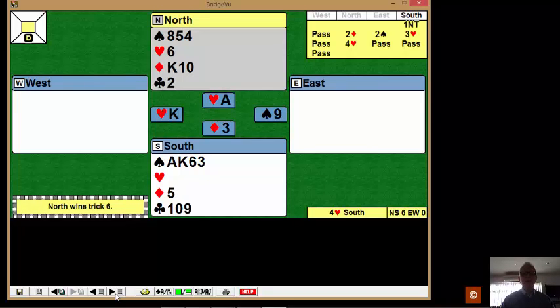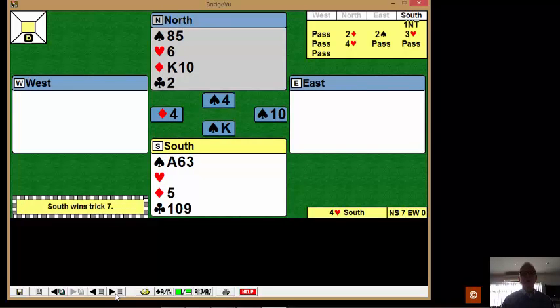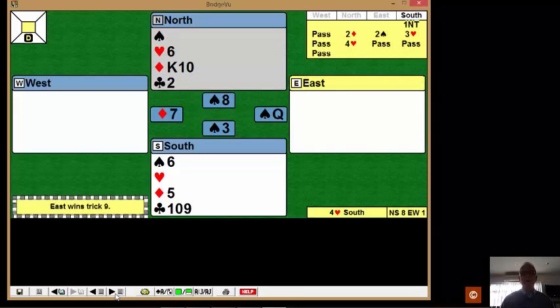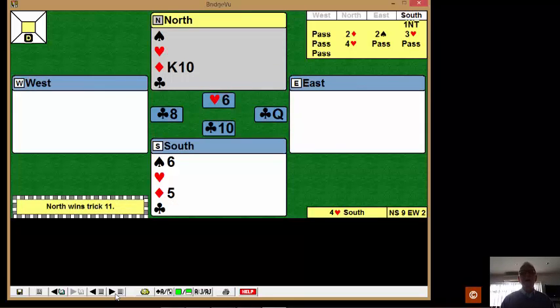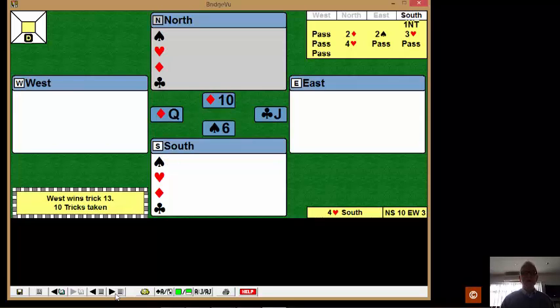And now it's a matter of just cashing our winners. As expected, West did have a spade void. And we can now play another spade. He can have his spade. He takes his club winner. Takes his other club winner. And now we take our king of diamonds and concede the last trick.